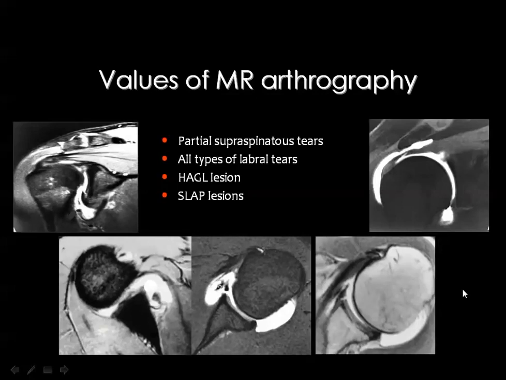Then if you ask about the value of MR arthrogram, in my opinion, MR arthrography in the shoulder is essential for evaluation of partial tears of the supraspinatus tendon, especially the articular surface tear, and is also very helpful in evaluation of labral tears, considering the Bankart lesion, the Perthes lesion, the GLAD, and the ALPSA lesion. It is also very important for evaluation of HAGL.